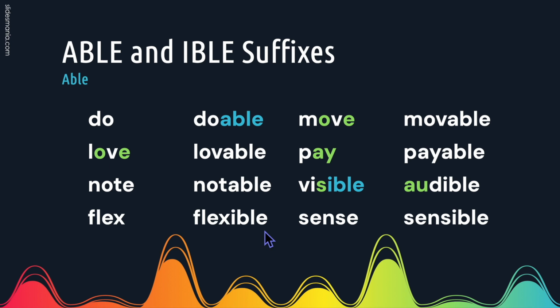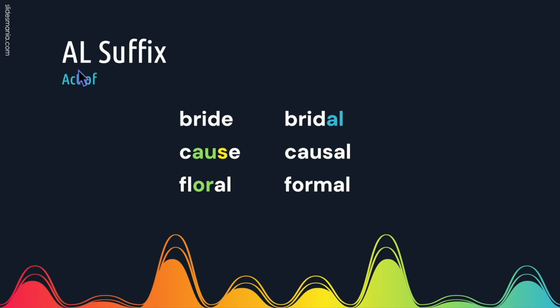So something that is flexible can be flexed or bent. Sense, sensible. Notice that this word ends in an E, but when we add the suffix ible, we drop the E. The suffix al is pronounced ul at the end of a word. Here we have the word bride, bridal. The suffix al means active, so bridal would have something to do with the act of being a bride.